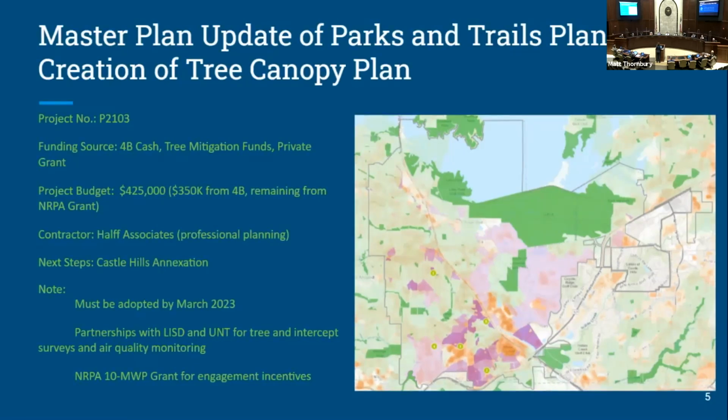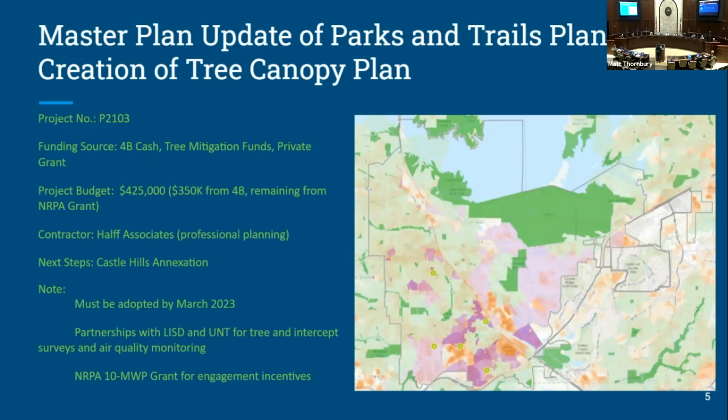So if you'll remember, we had a master plan update in 2018, and by Texas Parks and Wildlife Department standards, we have to have a new one in place by March of 2023, regardless if Castle Hills is annexed or not. So we need to start that process. And with a three-pronged approach to the plan, it's going to take us a while to get there.